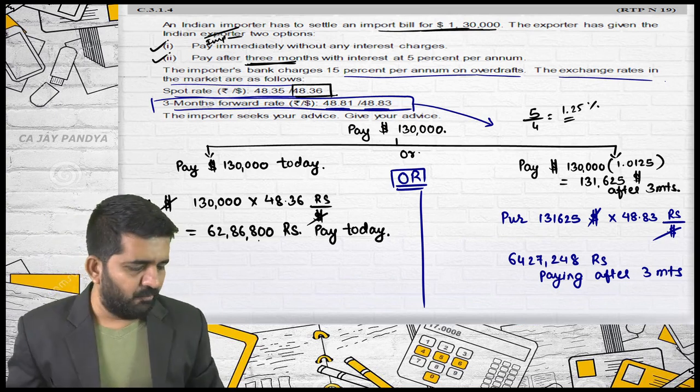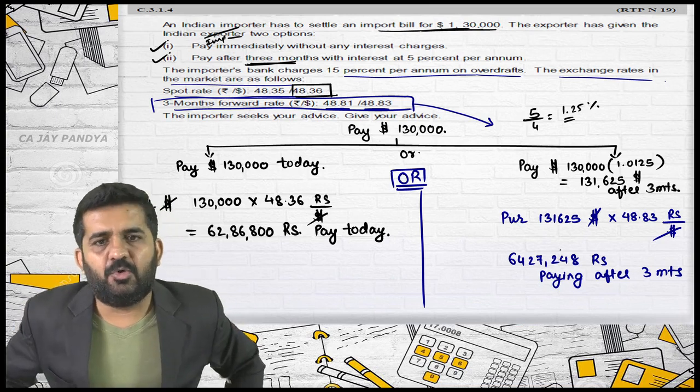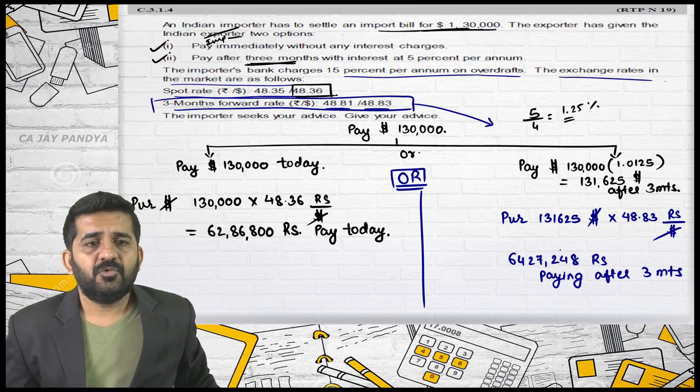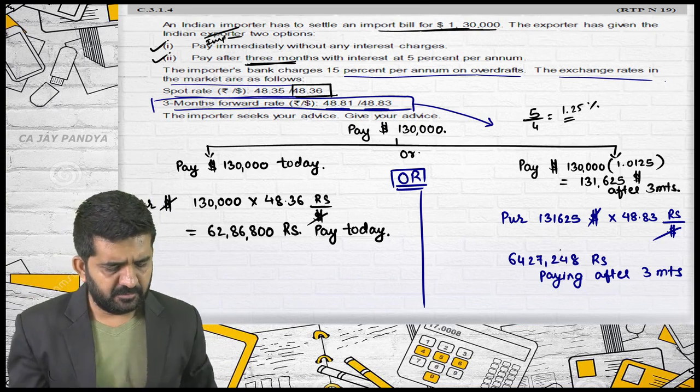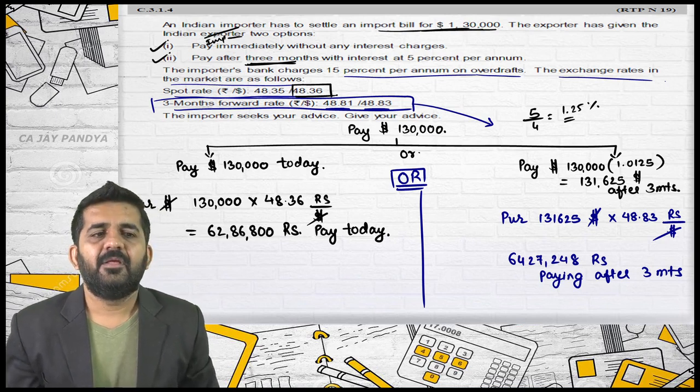You need to tell me why these two cannot be compared. I am saying it cannot be compared, or you argue with me that this can be compared. No, sir, it cannot be compared because the 62 lakh we will be paying today as on day 0, and this 64 lakh we will be paying after 3 months.